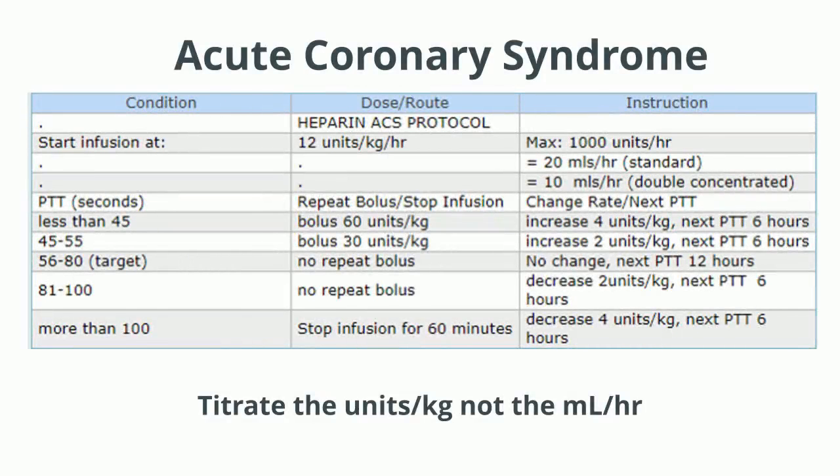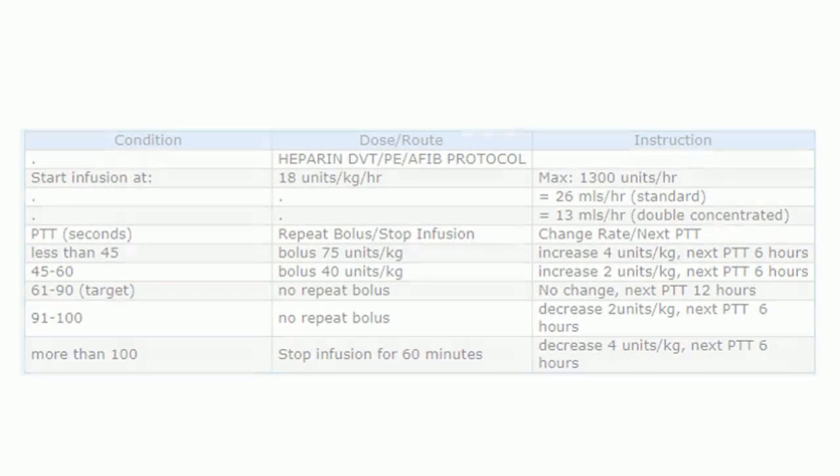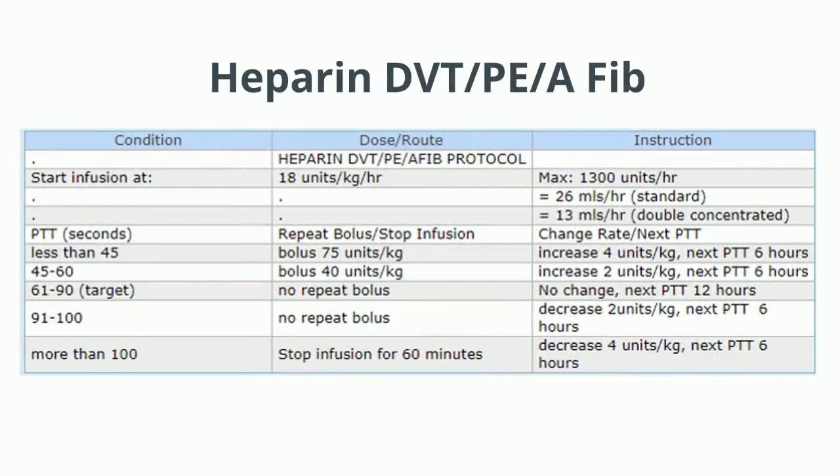For the ACS protocol, remember that you max out at 1,000 units per hour, which is 20 mLs per hour. And when you need to adjust, you're going to increase by units per kg and not mLs per hour. For your DVT, PE, Afib protocol, the max for the initial start is going to be 26 mLs per hour, which is 1300 units per hour. And same as the ACS, you're going to adjust based on units per kg and not mLs per hour.